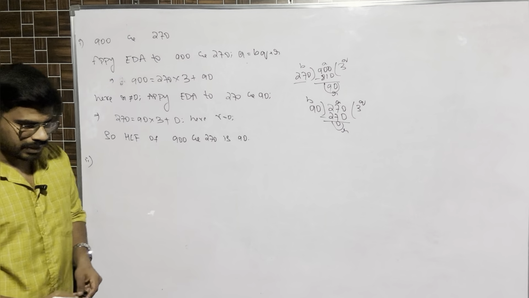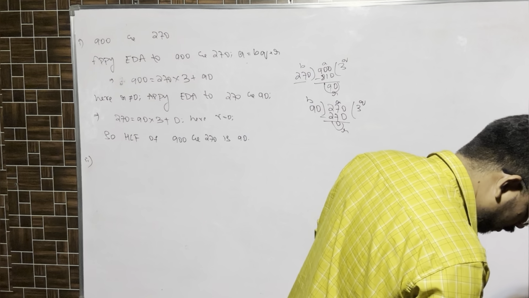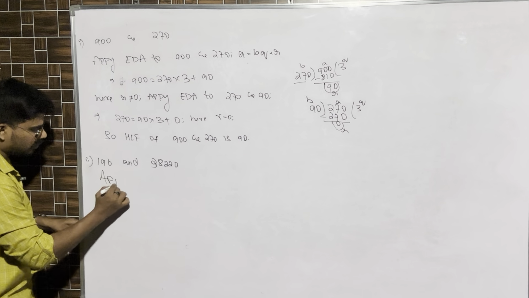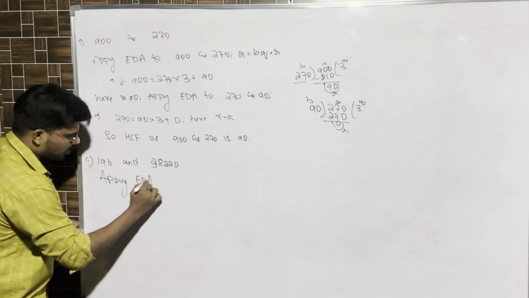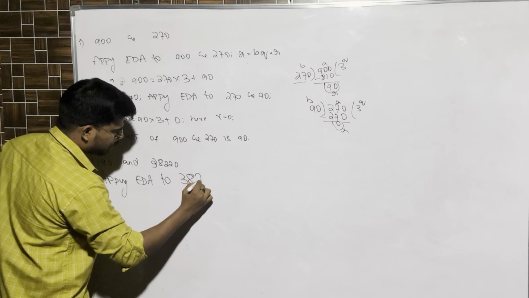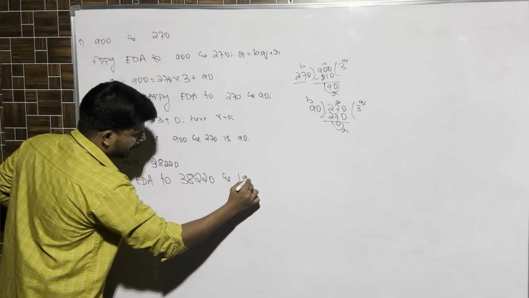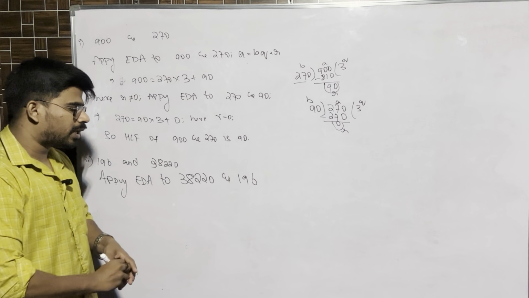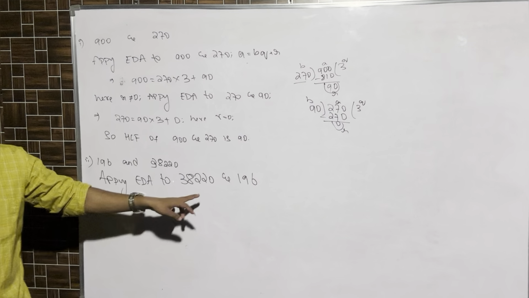Another question which is there: 196 and 38,220. So we have to apply Euclid's division algorithm to 38,220 and 196. We have to divide in such a way that the biggest number should be the dividend and the smallest number should be the divisor. This is the dividend, this is the divisor.